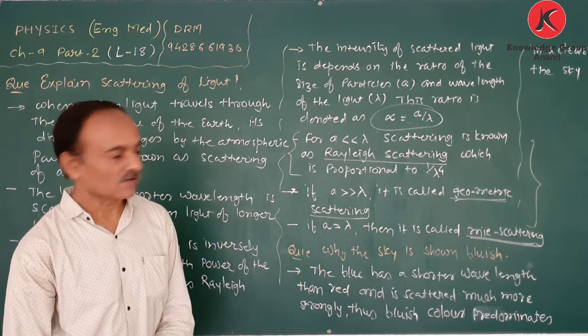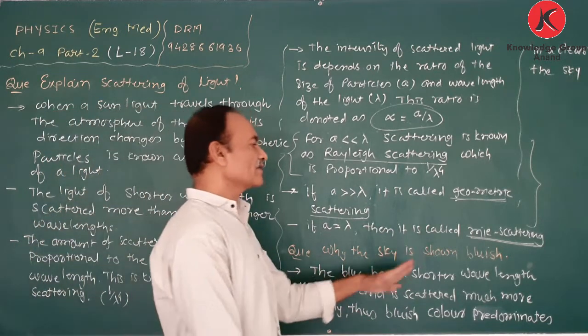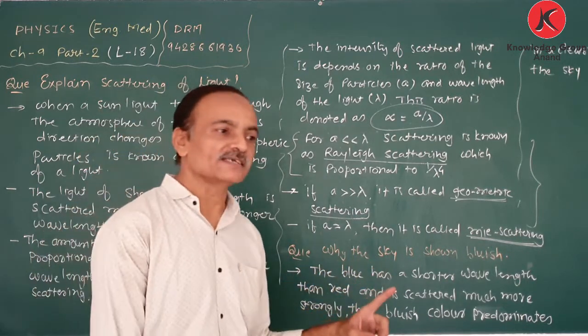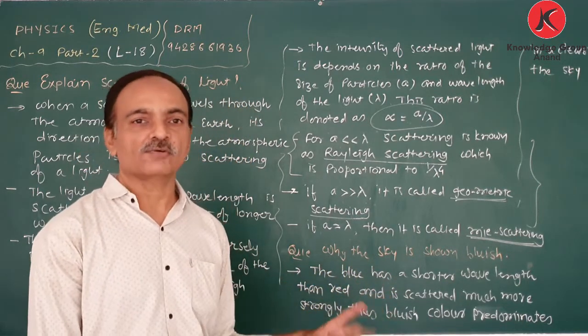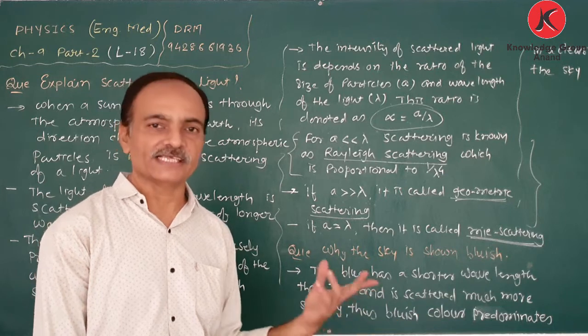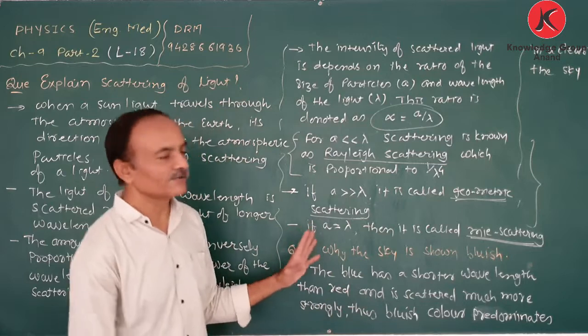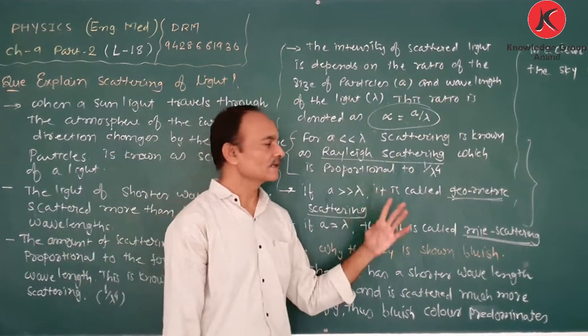Is this clear? Okay. Now we are going to discuss why at the time of sunrise and sunset the sun is seen reddish, and also why the clouds look white during the daytime.